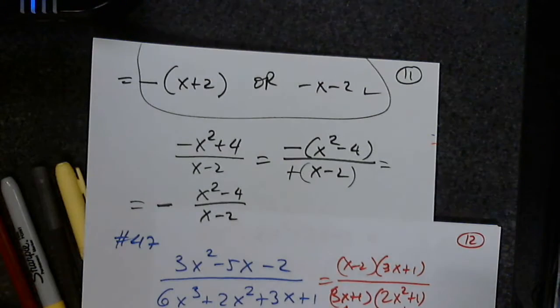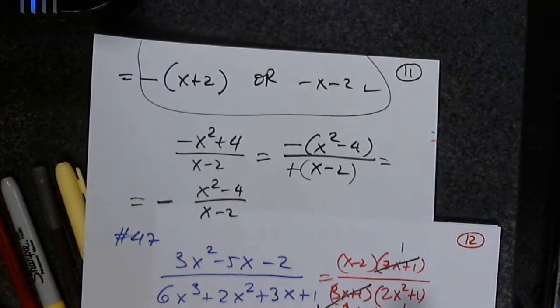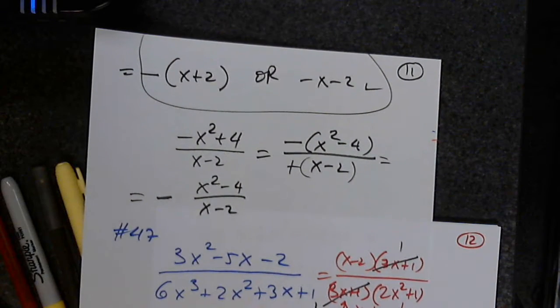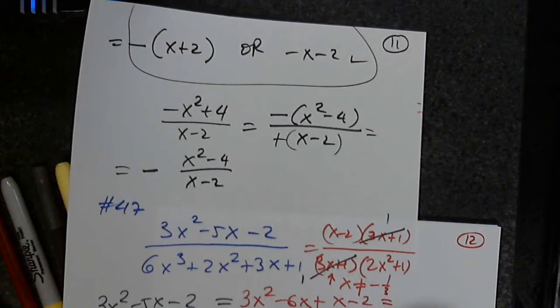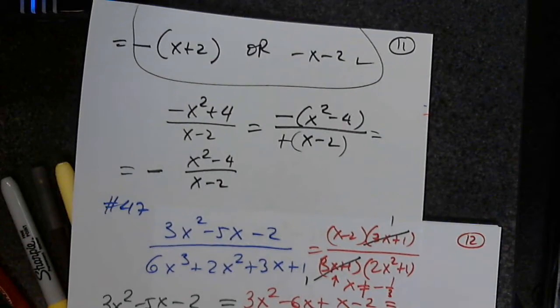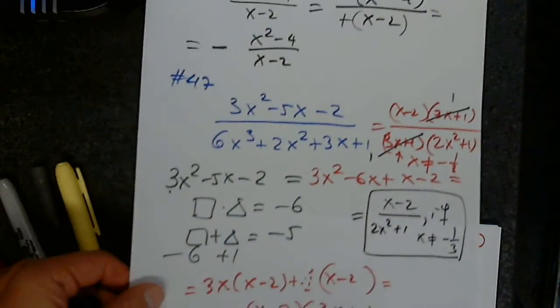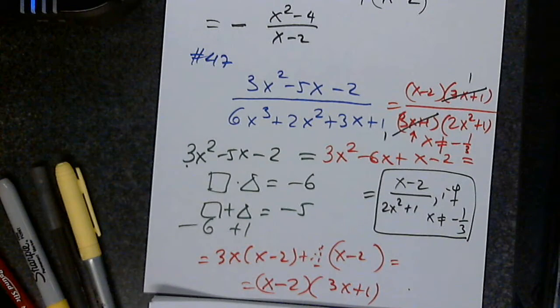Now I'm ready to simplify. What goes away? 3x plus 1. Please write the ones. They will always help you. So then the simplified form is x minus 2 over 2x squared plus 1, and I put a comma, if x does not equal -1/3. This is the correct answer. Any questions?